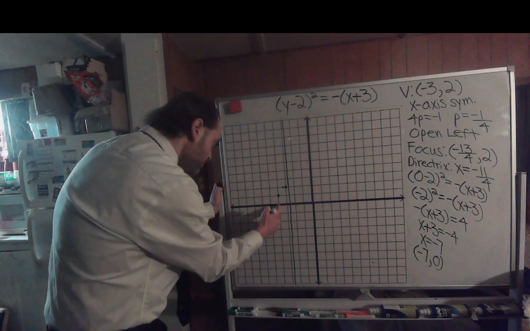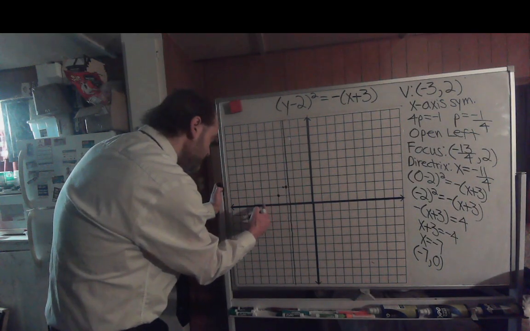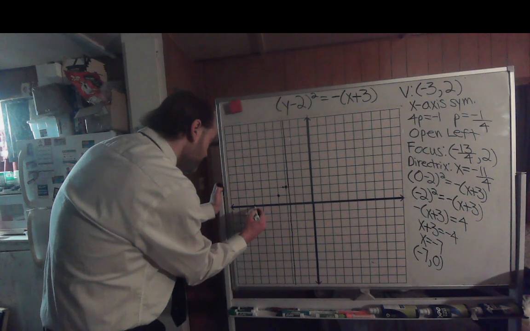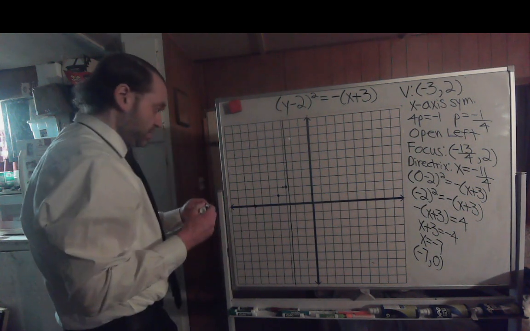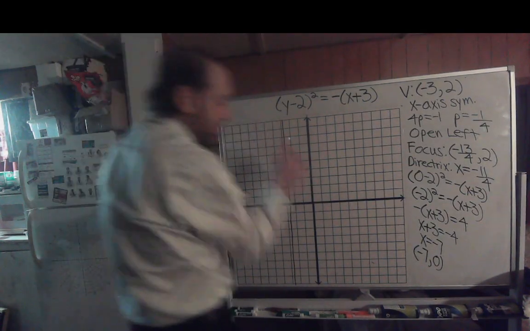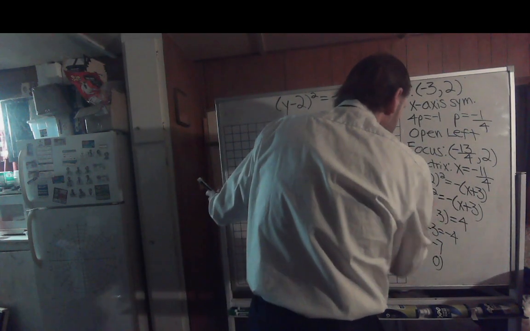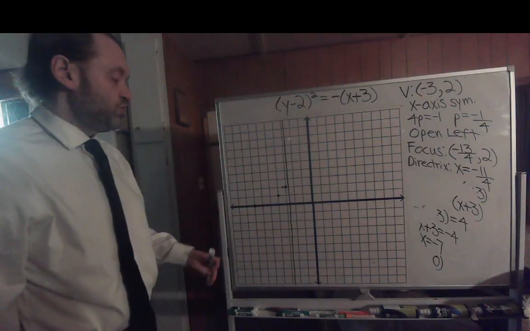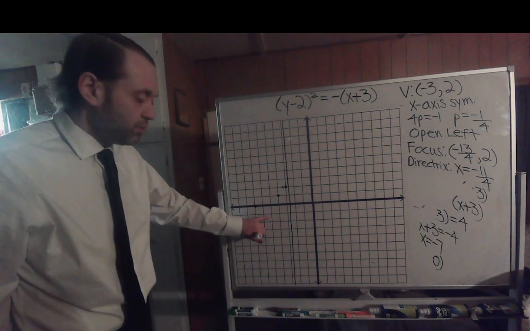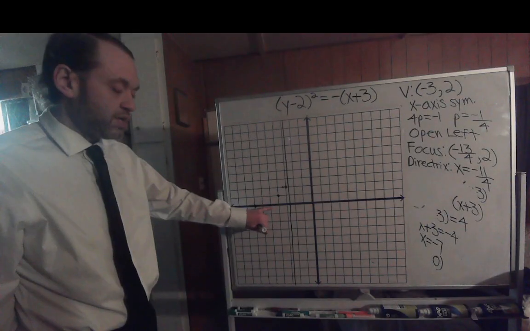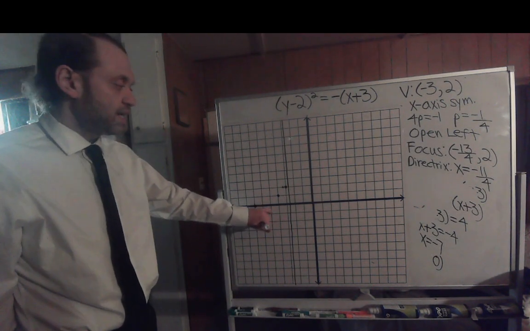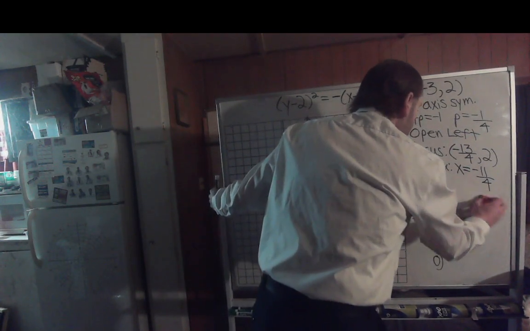So 4, 5, 6, 7. So negative 7, 0 would be a coordinate. Now, what about if I pick when y equals 3? Let's pick y equals 3. It's basically, for these type of parabolas, you want to go a couple below the y coordinate of the vertex, and a couple above it. That's basically what you want to do. That's basically what I'm doing.